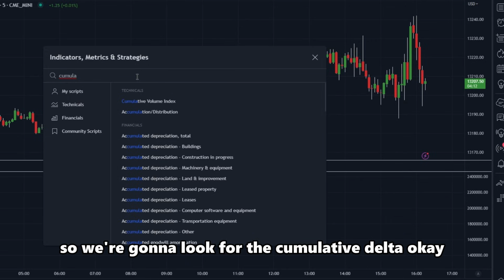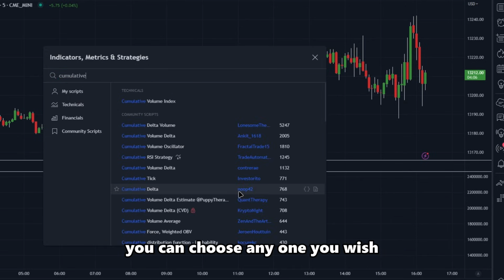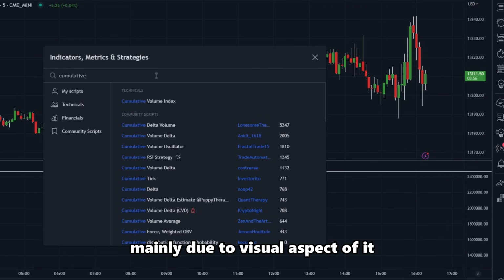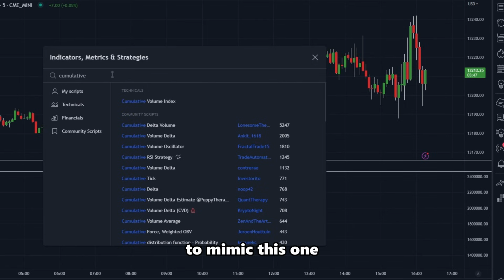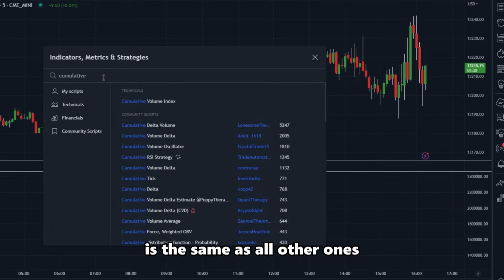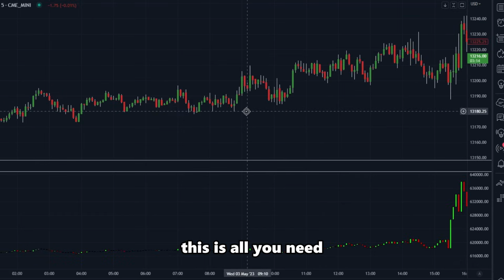So we're going to look for the cumulative delta. You can choose any one you wish. I like to select the Monster Cumulative Volume Delta on TradingView, mainly due to the visual aspect of it. It's more saturated, even though you can edit the other ones to mimic this one. However, the calculation of the indicator is the same as all other ones. It's bid minus offers. There it is. This is all you need.